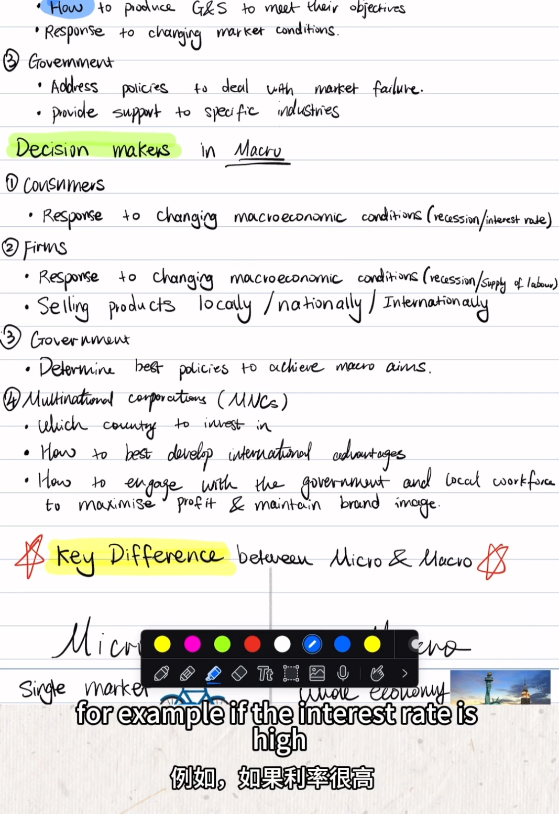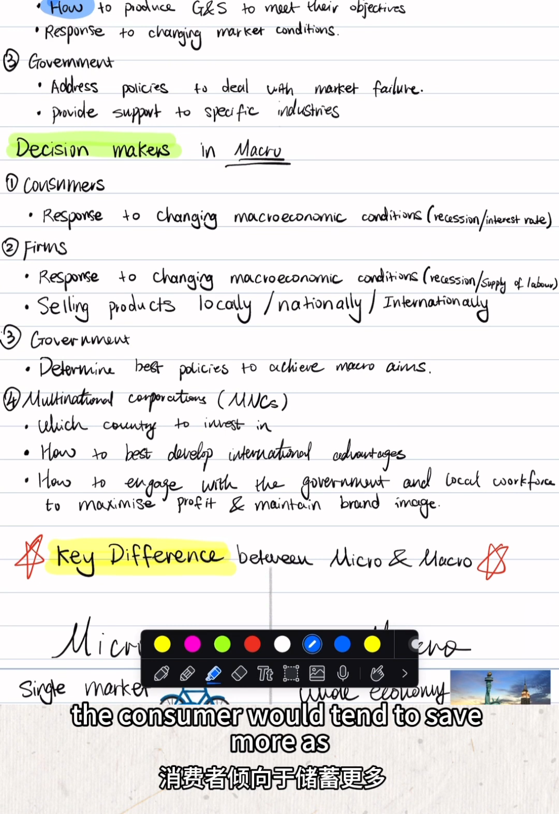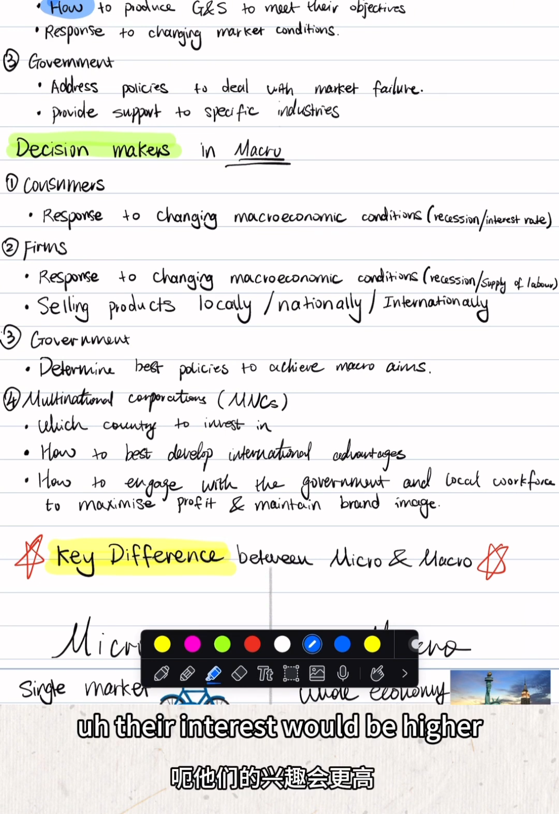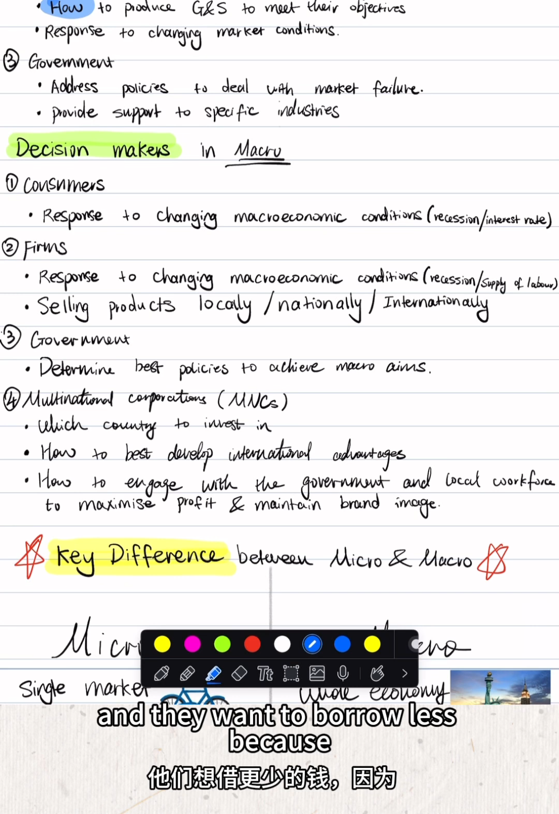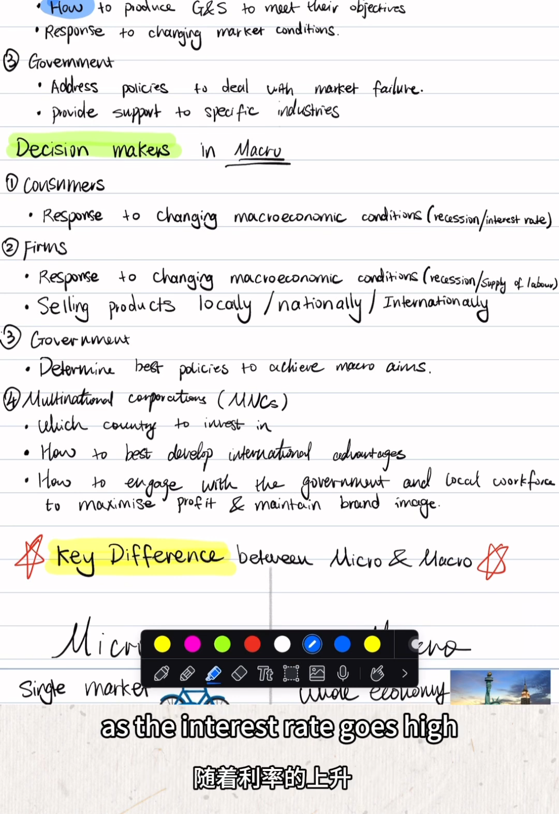For example, if the interest rate is high, the consumer would tend to save more as their interest would be higher, and they want to borrow less because you have to pay back more as the interest rate goes high.